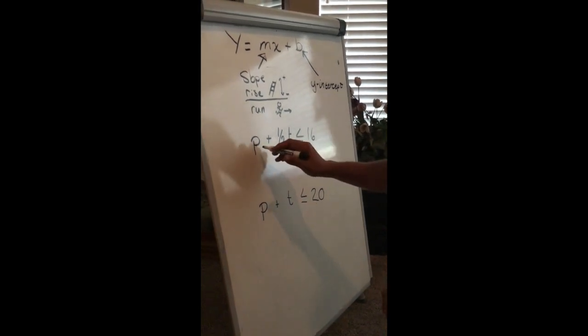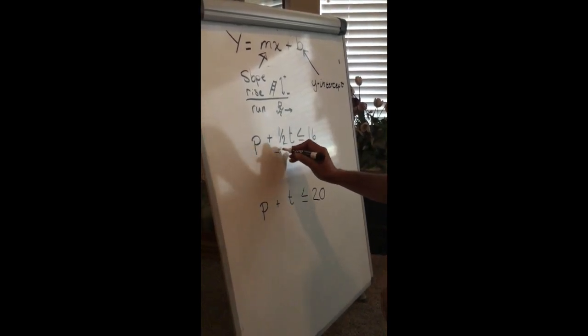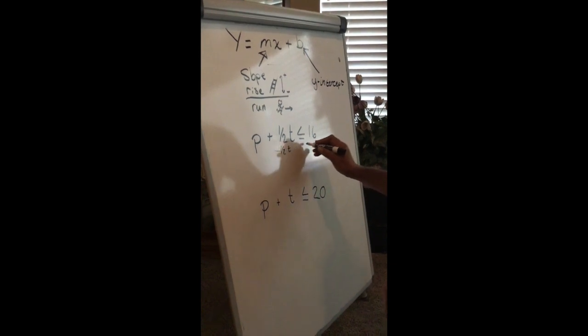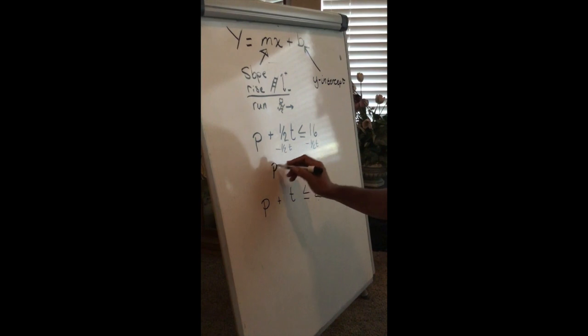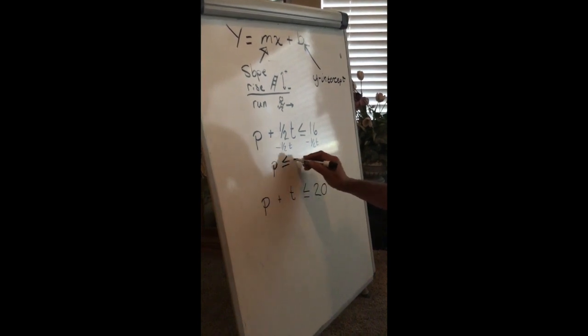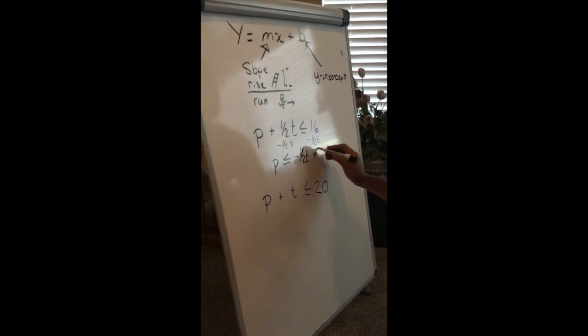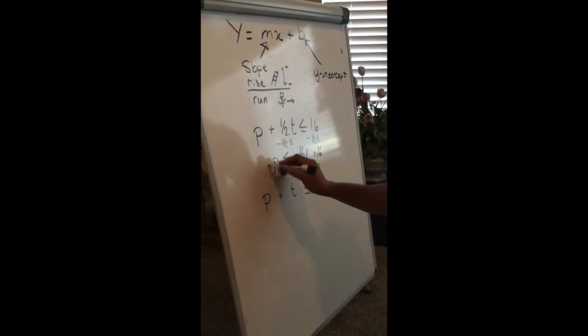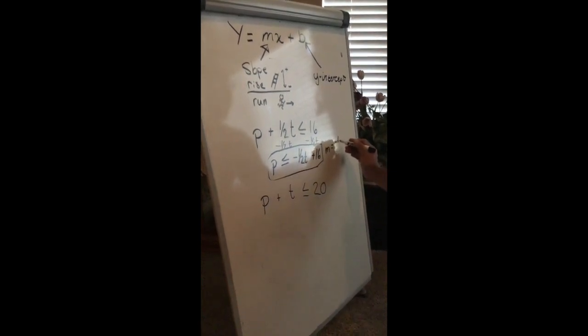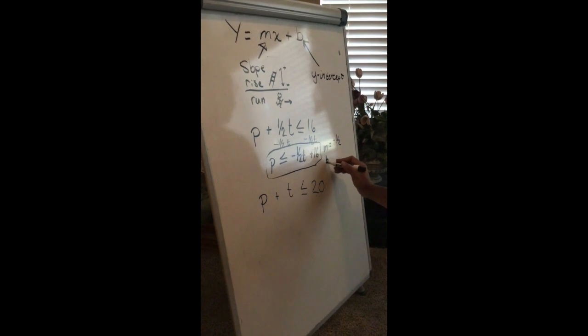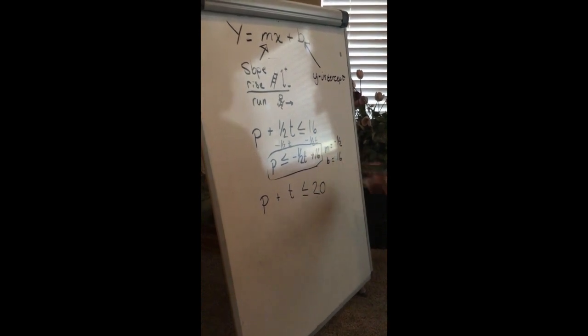I do this because I want to isolate the p. I subtract half t from either side. So I have p is less than or equal to negative 1/2 t plus 16. Now we're going to graph this here in a minute, but I want to look here. My slope is negative 1/2 and my y-intercept is 16.